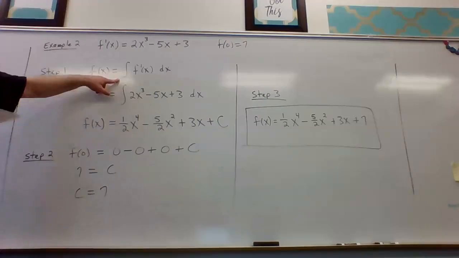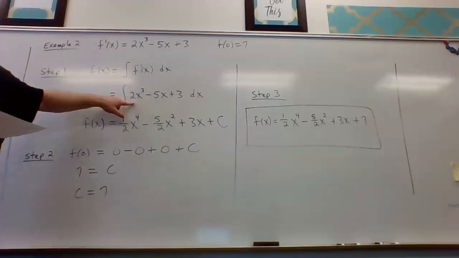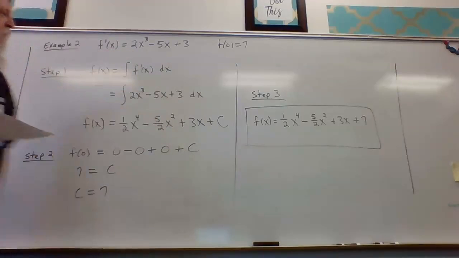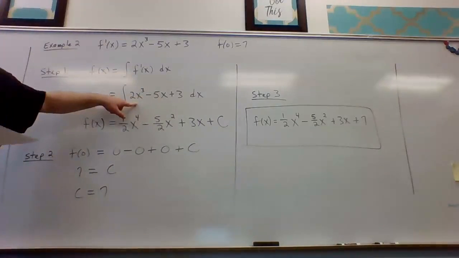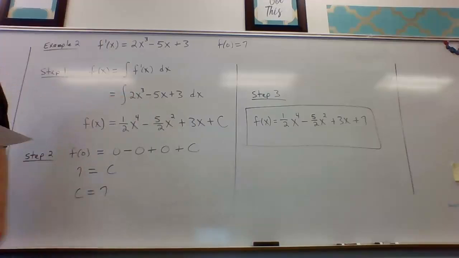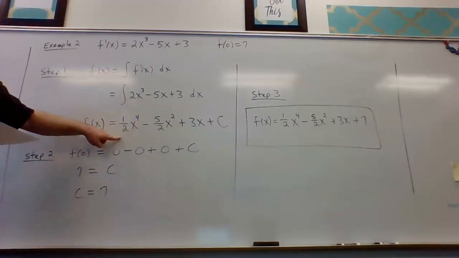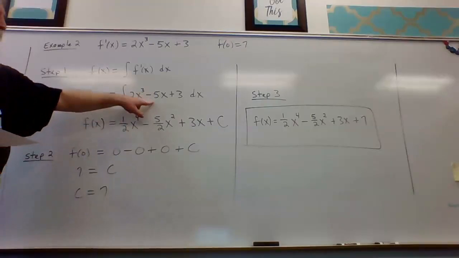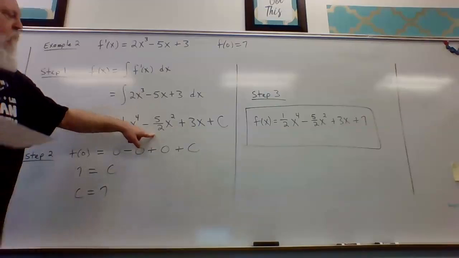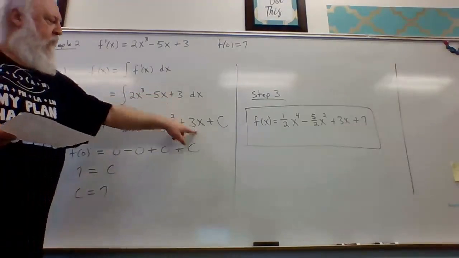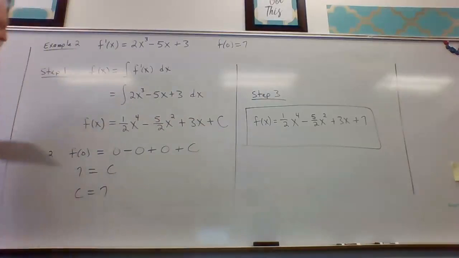F of x is equal to the antiderivative of f prime of x, and f prime of x is equal to 2x cubed minus 5x plus 3. Anti-differentiating term by term, the antiderivative of 2x cubed is 1/2 x to the 4th, the antiderivative of minus 5x is minus 5 halves x squared, and the antiderivative of the constant 3 is 3x. Then we add the unknown constant c.